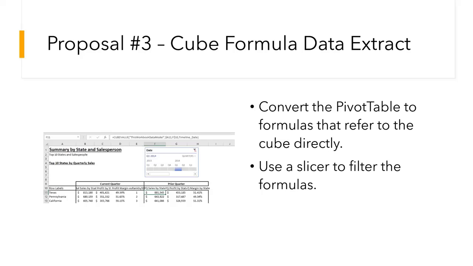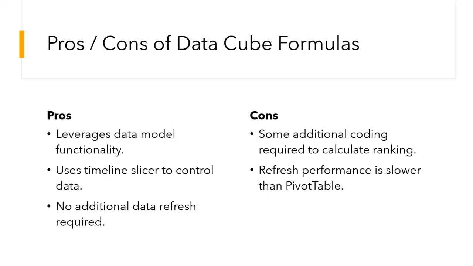The final one is that cube formula. And the cube formula, what it does is it converts the pivot table into formulas that will refer to the cube directly. And once again, we're going to continue using our timeline slicer to filter the formulas. So like the hidden pivot table, it leverages the data model functionality and uses that timeline slicer. We don't require an additional data refresh. However, there are the disadvantages of some additional coding required. And if you are dealing with a model where you're looking at thousands and thousands of measures that need to be calculated, you are going to be looking at a refresh performance that is slower than just using a pivot table.